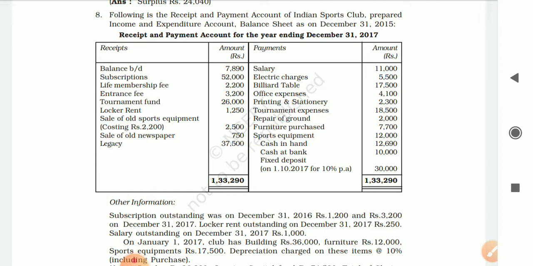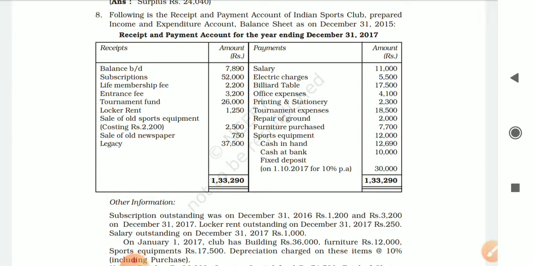Now, you can go step by step. First, you can prepare income and expenditure account. Then you can prepare opening balance sheet. And then you can prepare closing balance sheet. When I say opening balance sheet, it is previous year's balance sheet, balance sheet as at December 31st, 2016. So, 2016 balance sheet is opening balance sheet. And balance sheet as at December 31st, 2017 is closing balance sheet.